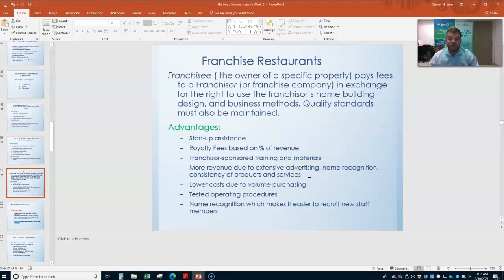the more revenue due to extensive advertising. So anytime there's a commercial for a Dairy Queen or McDonald's, your McDonald's franchise, while having nothing to do with that commercial, will receive the benefits of people seeing that commercial. Lower costs due to volume purchasing, tested operating procedures, and then name recognition.